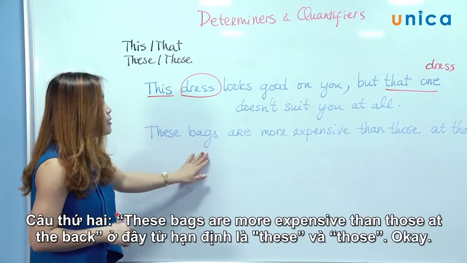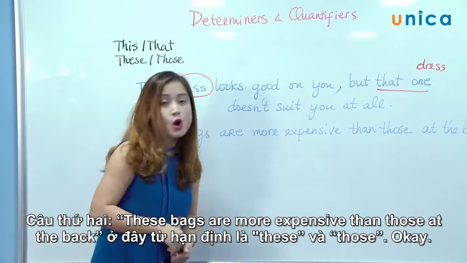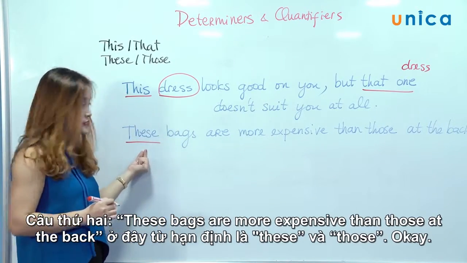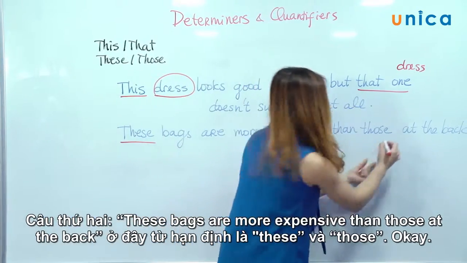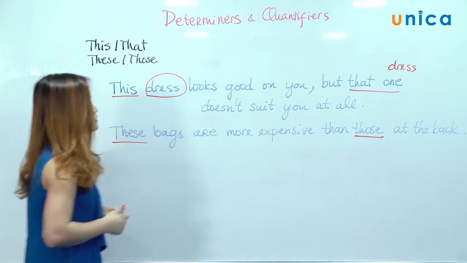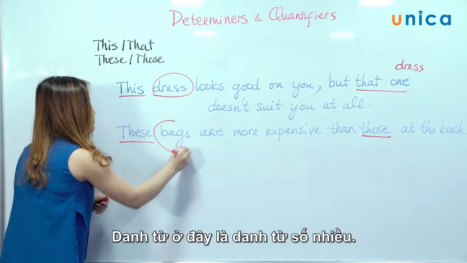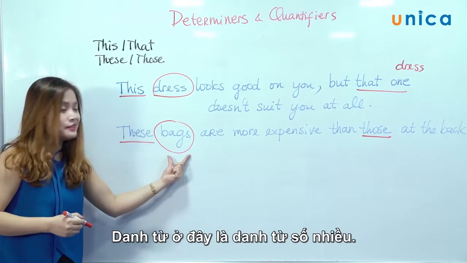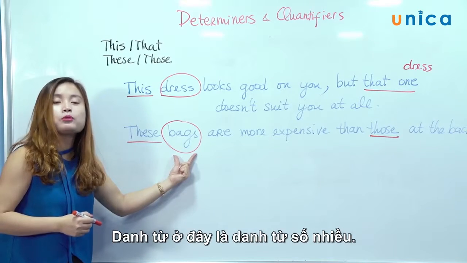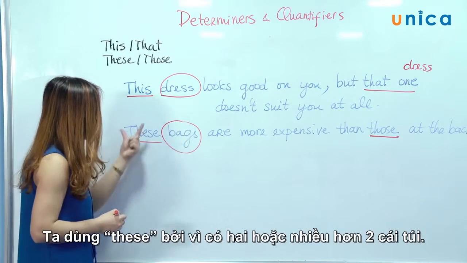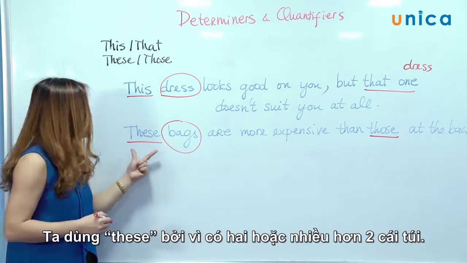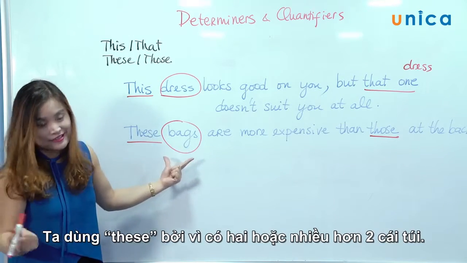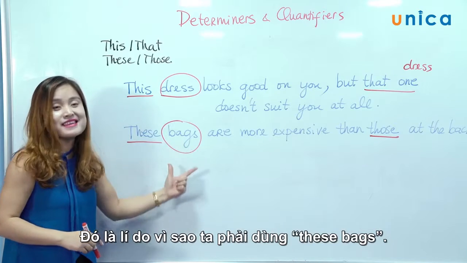And the second one. These bags are more expensive than those at the back. Here you see the determiner these and determiner those. Here comes the noun. The noun here is a plural noun. So we have to use these because there are two or more than two bags. That's why we have to use these bags.